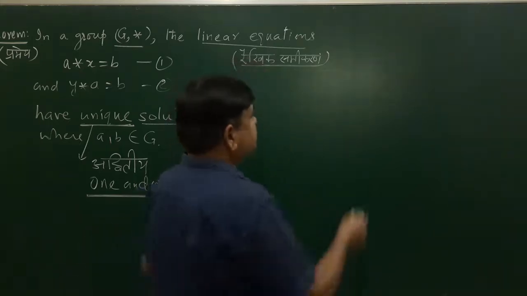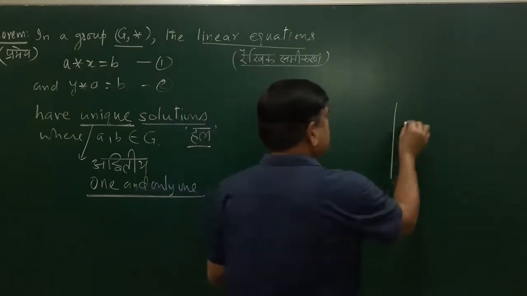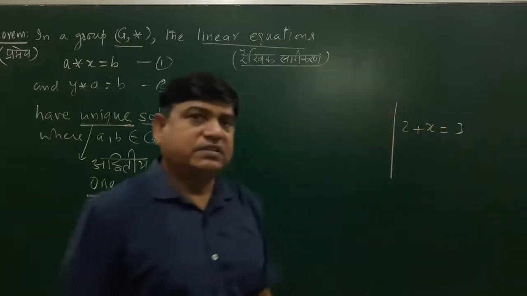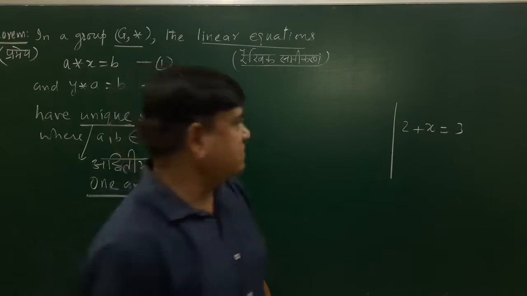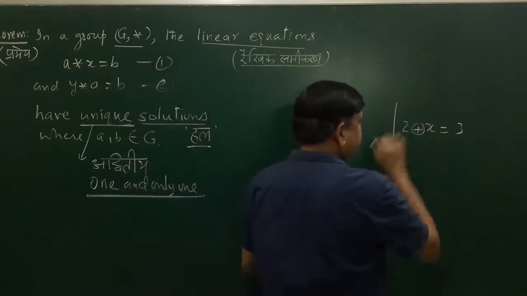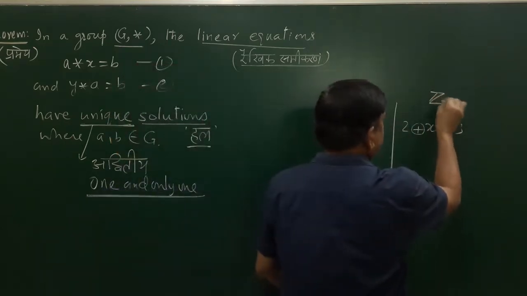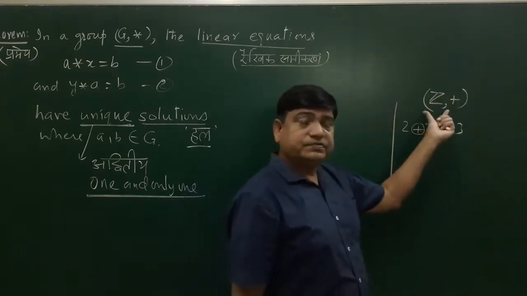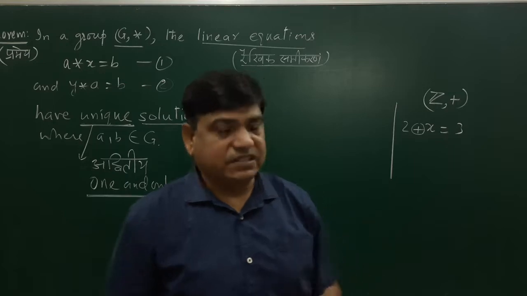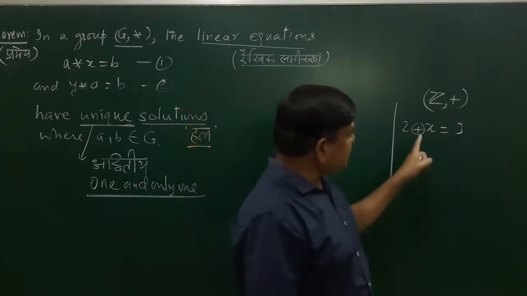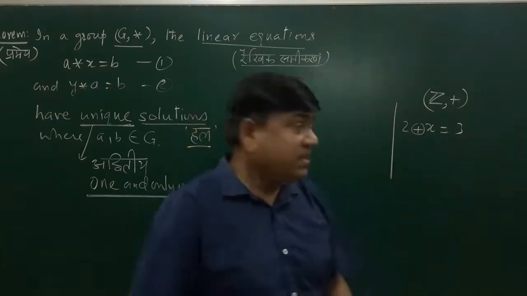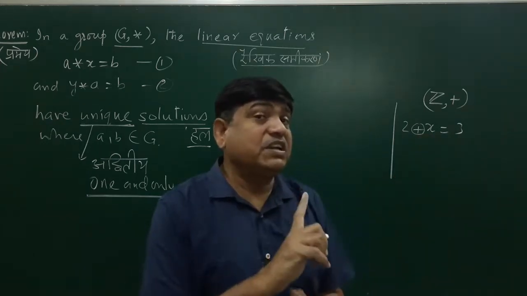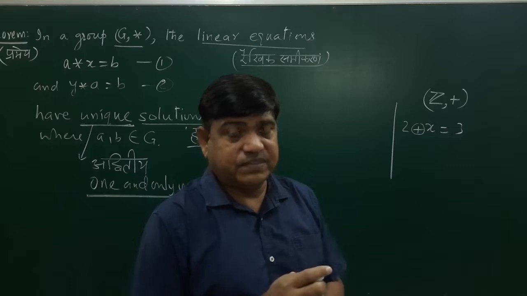For example, 2 plus x equals 3. This is the linear equation. Here this one is the binary composition. I consider Z. This is the group. Binary composition is addition. We have to prove that this equation has the solution. इस इक्वेशन का सॉल्यूशन भी है और वो सॉल्यूशन यूनिक होना चाहिए, उसके अलावा कोई सॉल्यूशन नहीं होना चाहिए.